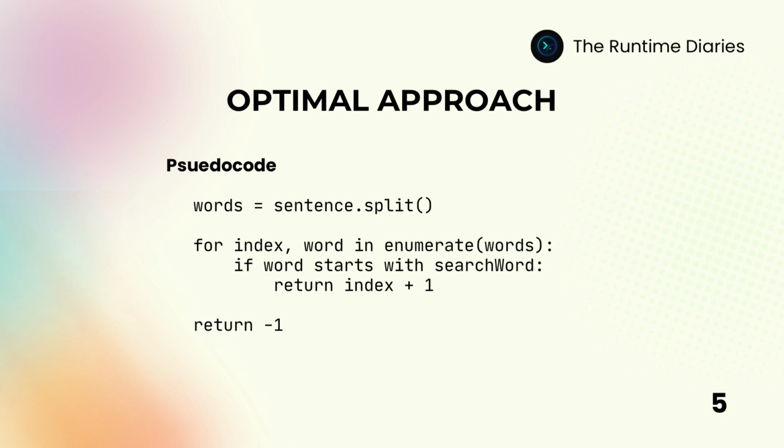This is one of those problems where the pseudocode is almost identical to the final code. You split the sentence into words. You loop through the words with their index positions. For each word, you check if it starts with the search word. If it does, you return the index + 1, because the problem asks for 1-indexed positions, not 0-indexed. If you finish the loop without finding a match, you return -1. That's it. Nothing else is needed.